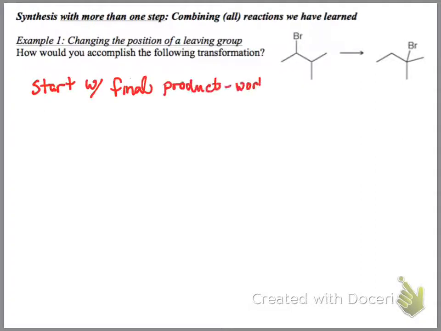One of the things about synthesis, especially when it gets more complicated and when we've learned lots and lots of reactions, is that you want to start with the product and work backwards, because if you think backwards one step at a time, that's usually the best way to think about how you're going to get there.